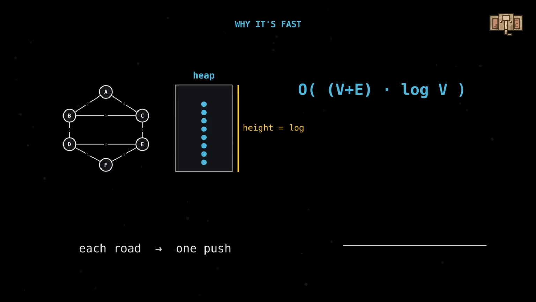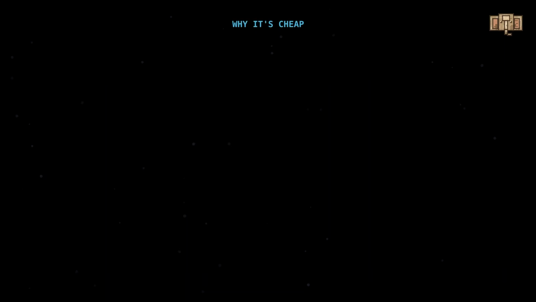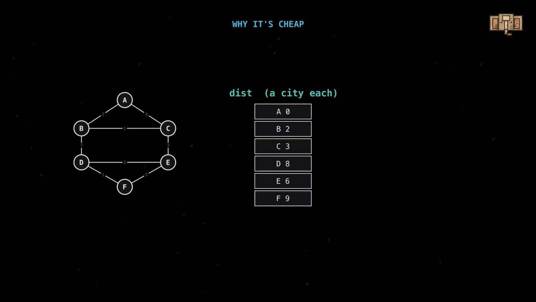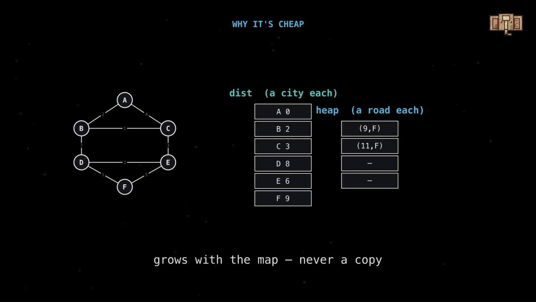Now compare it to brute force. Trying every route explodes exponentially. 1,000 cities, and brute force runs for an age. While this finishes in a blink, and it barely touches memory, we keep one distance for each city, and a heap holding at most one entry per road. That is all. The working memory grows in step with the map. No copies, no blow-up. Just the running guesses and a queue of what to try next. 6 cities, or 6 million. The bookkeeping stays exactly this lean.